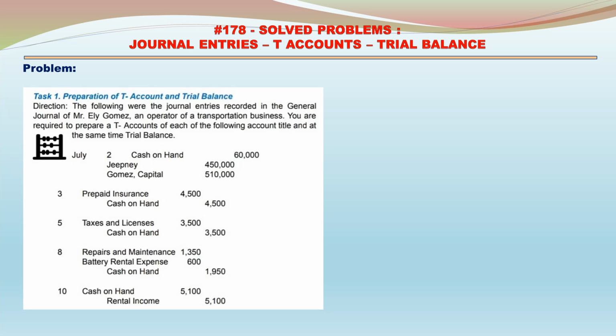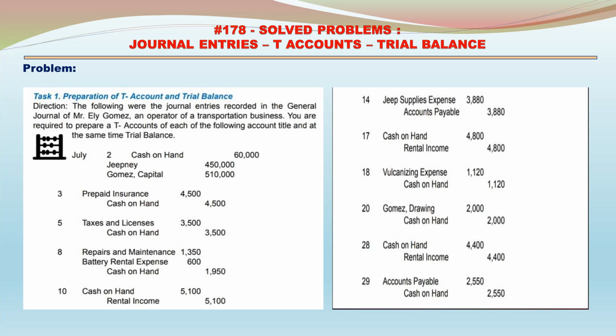July 3, prepaid insurance 4,500 debit, cash on hand 4,500 credit. July 5, taxes and licenses 3,500 debit, cash on hand 3,500 credit. July 8, repairs and maintenance 1,350 debit, battery rental expense 600 debit, cash on hand 1,950 credit. July 10, cash on hand 5,100 debit, rental income 5,100 credit.